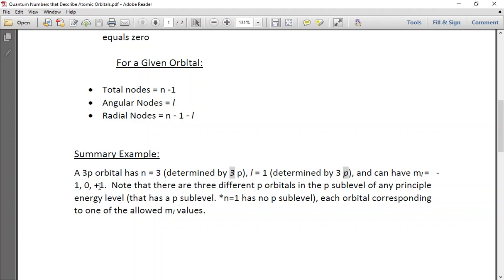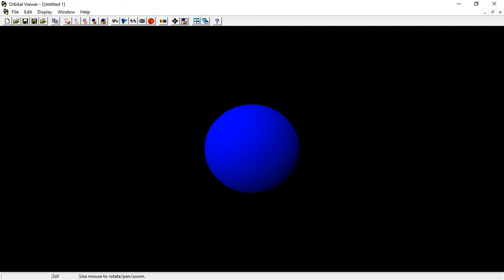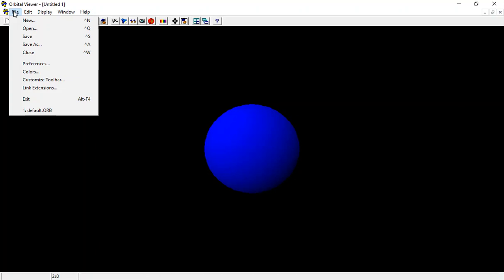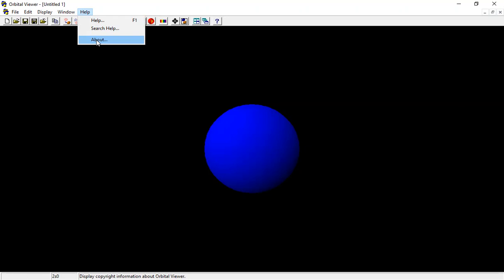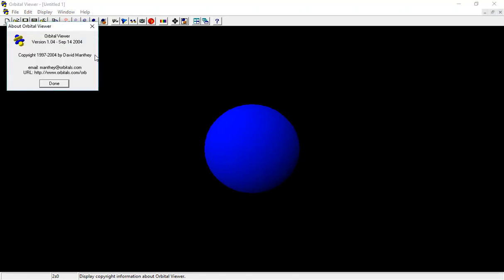Okay, so let's go ahead and look at Orbital Viewer by David Manthey. So this program was developed by David Manthey, and you can go ahead and email him here if you like, and you can visit this URL to download this program and use it on your own. I think it only really works well on PCs, but I'm sure you can get it to work well on a Mac somehow. I'm not quite sure, but it's an older program, right?